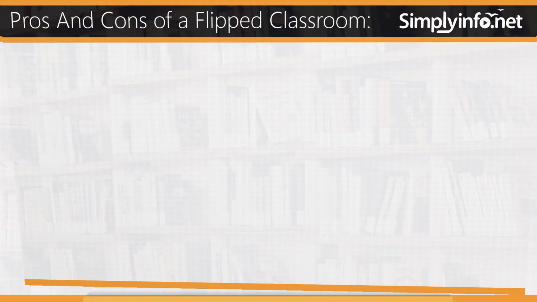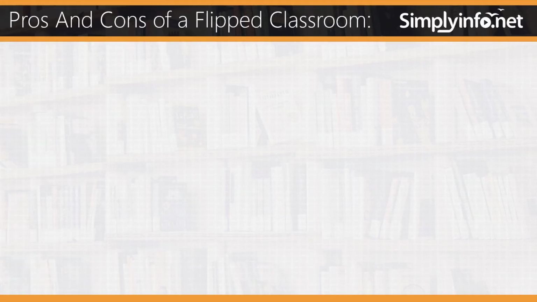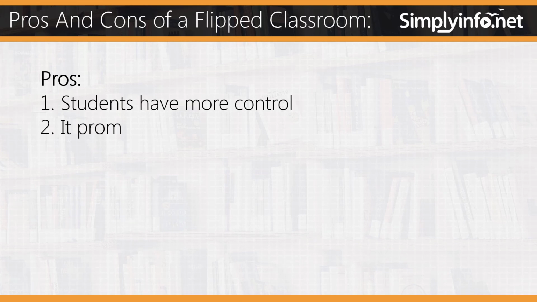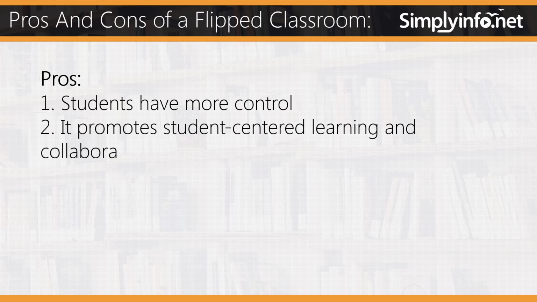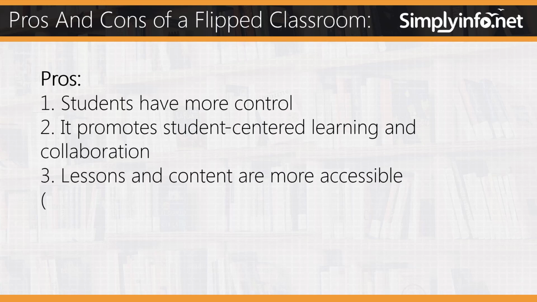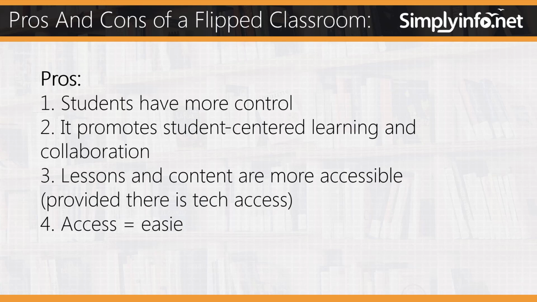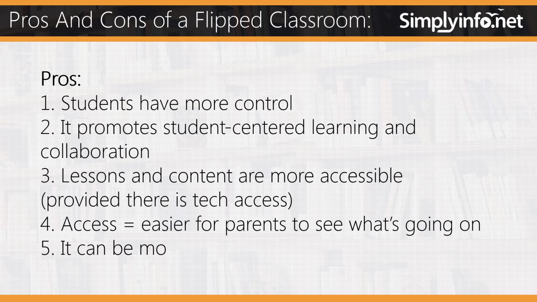Pros and cons of a flipped classroom. Pros: Number 1. Students have more control. Number 2. It promotes student-centered learning and collaboration. Number 3. Lessons and content are more accessible, provided there is tech access. Number 4. It is easier for parents to see what's going on. Number 5. It can be more efficient.